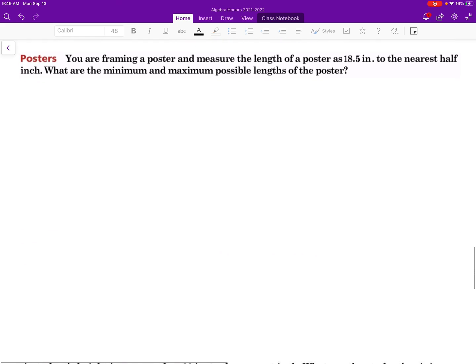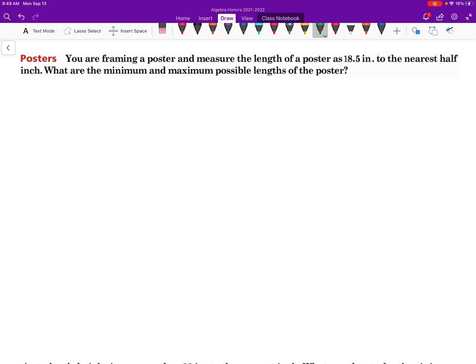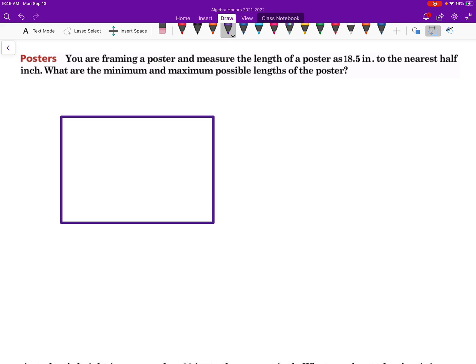All right, last question we need to look at here. It says you are framing a poster and measure the length of a poster to 18.5 inches to the nearest half inch. So I want to know the minimum and maximum possible lengths of that poster. So we have a poster here, so I'm going to just go ahead and draw a rectangle poster. And we're measuring. And a lot of times when you measure, we don't necessarily measure perfectly. There may be a little bit of an error here.